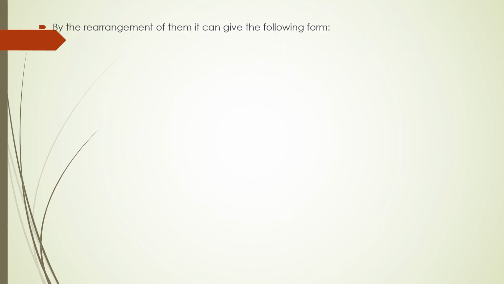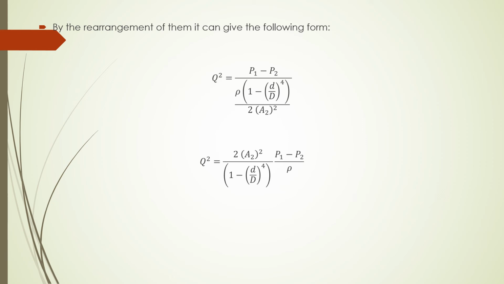In this slide, by rearranging the previous formula, we are going to see the final or the resultant formula in 2 steps. The first step will be Q squared equal to P1 minus P2 over density, multiplied by 1 minus D small over D capital all to the power 4, divided by 2 area 2 squared. The next step, it will be Q squared. We know that the denominator of the denominator will be the numerator. So 2 multiplied by A2 to the power 2 multiplied by P1 minus P2 over 1 minus D small over D capital to the power 4 multiplied by the density.